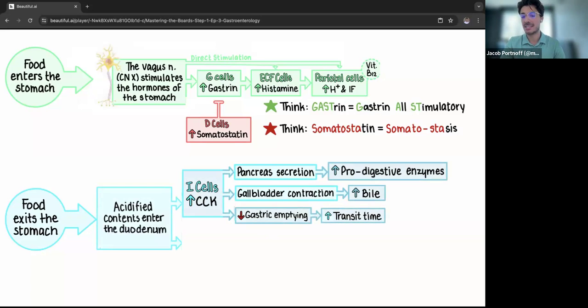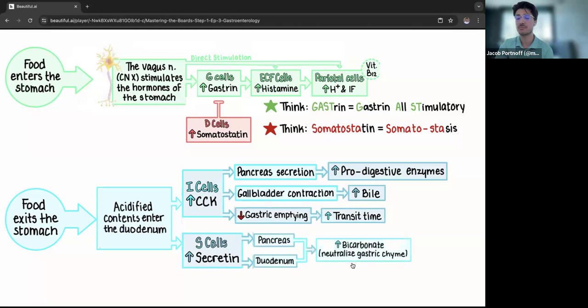And then finally, it's going to decrease gastric emptying and increase transit time. So it's going to keep the food in long enough to digest and break down those micronutrients. And finally, our S cells, you can remember S cells with secretin, those are going to stimulate both the pancreas and duodenum to produce bicarb, which is going to help neutralize our gastric chyme. So that's the flow chart there. I hope everyone was following that.